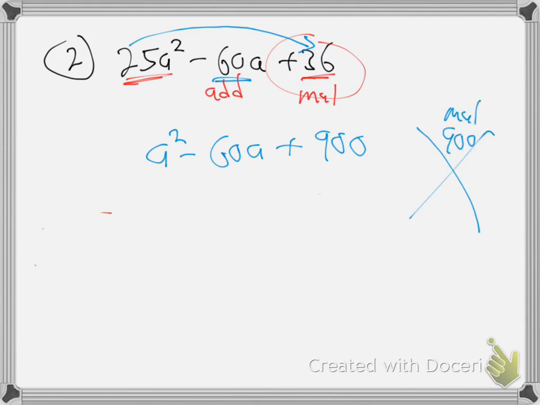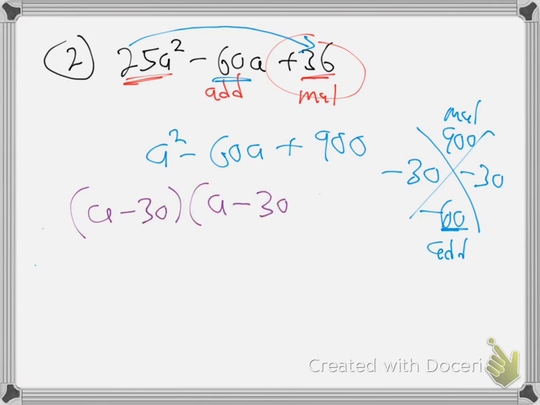What multiplies to be 900 and adds to be minus 60? You would think, what times what is 900? We're thinking about twins. What two numbers make 60? 30 and 30, both negative, make minus 60 and multiply to be 900. So you see, we're going to get the same answer this way. Then you get a minus 30, a minus 30, like that.